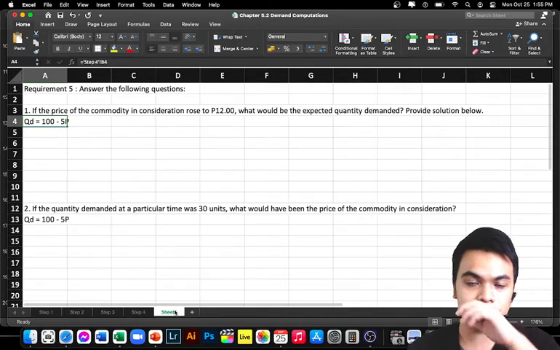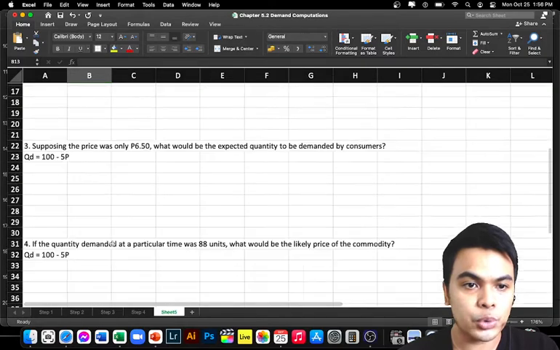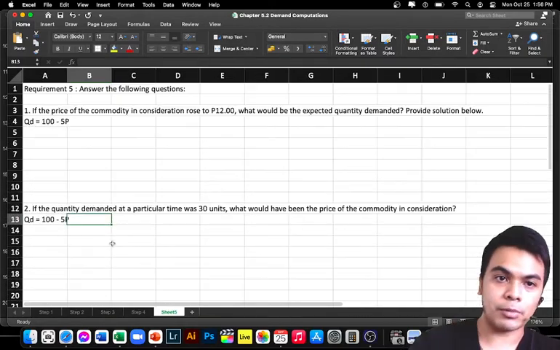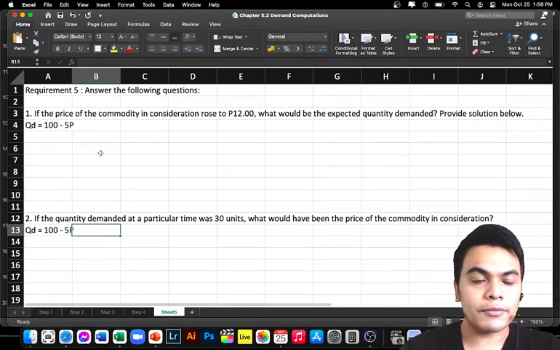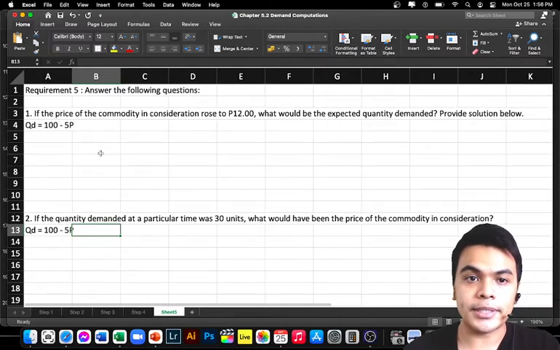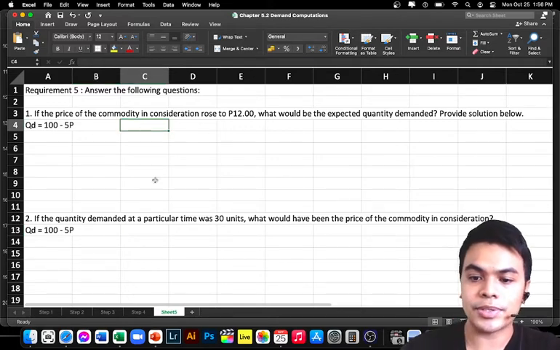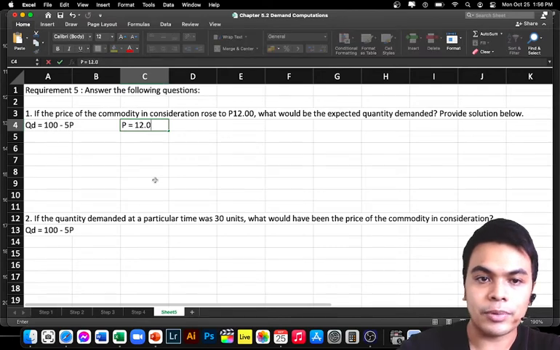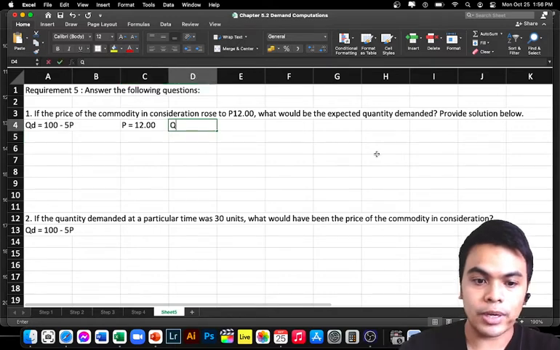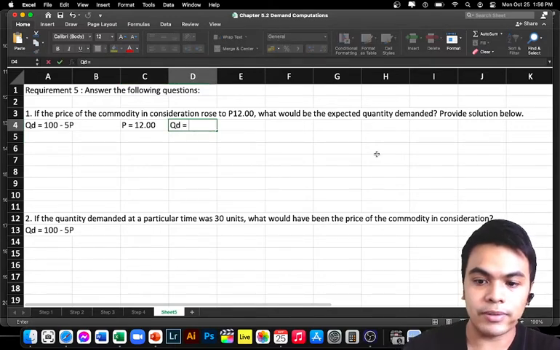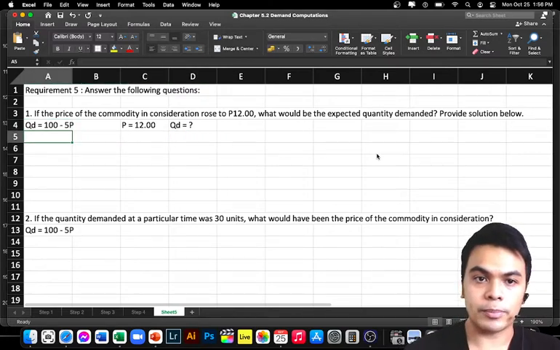So, here are some examples. I have prepared 4 questions here na pwede nating sagutan using our quantity demand equation. Starting dito sa una. First question here, if the price of the commodity in consideration rose to 12 pesos. So, ang given value natin dito is the price. Sabi is 12 pesos. What would be the expected quantity demanded? So, what we are asked to compute is for the value of quantity demanded. Again, we can use this formula.